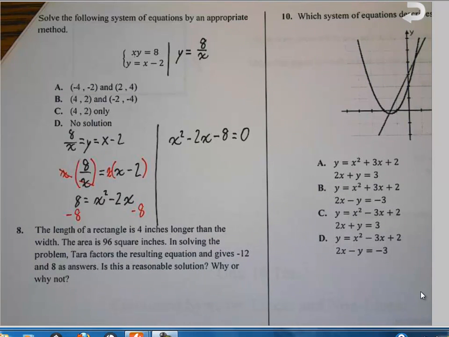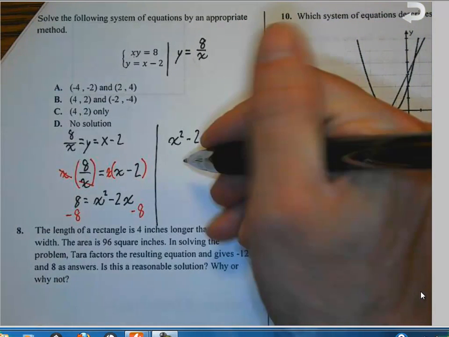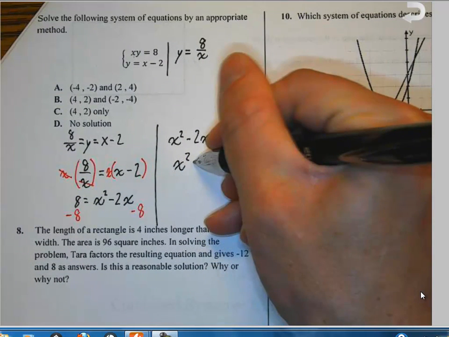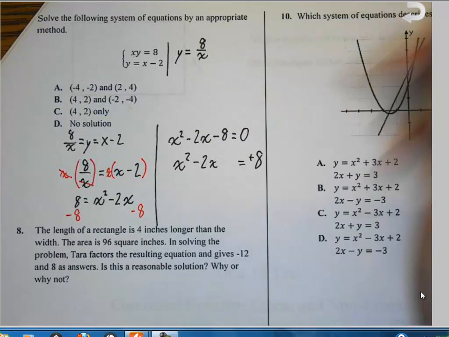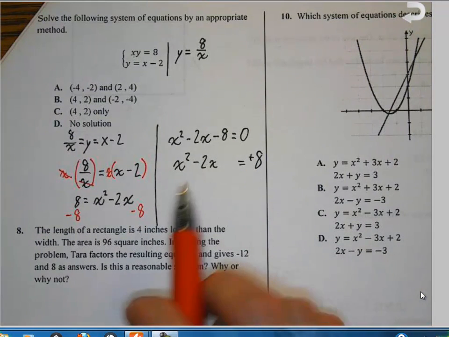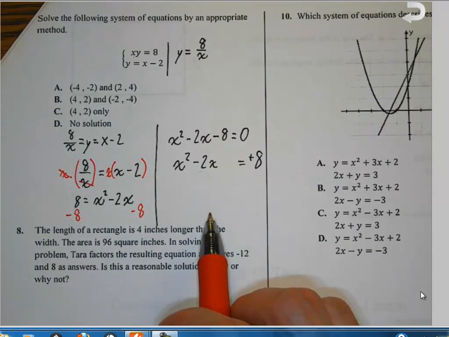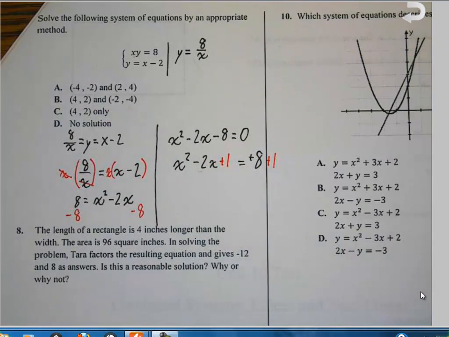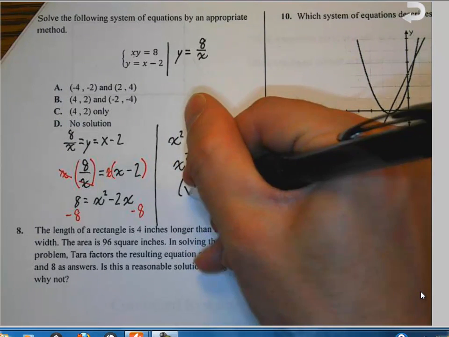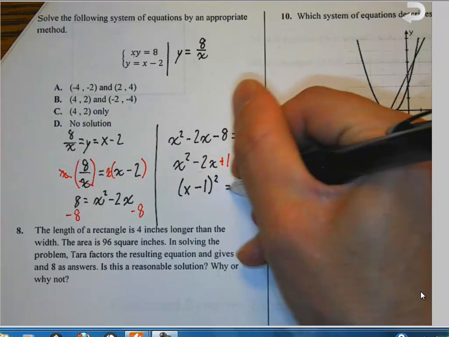I would have preferred to actually solve this by completing the square, and so in this case the subtraction of 8 was redundant. I would have said, okay, x squared minus 2x equals positive 8, that's what we had previously. If I was going to complete the square, I would take half of this middle term and then square it. Well, half of 2 is 1, and so 1 squared is 1, so I'm going to add 1 here and add 1 here. So now that leaves me with x minus 1 quantity squared is equal to 9.